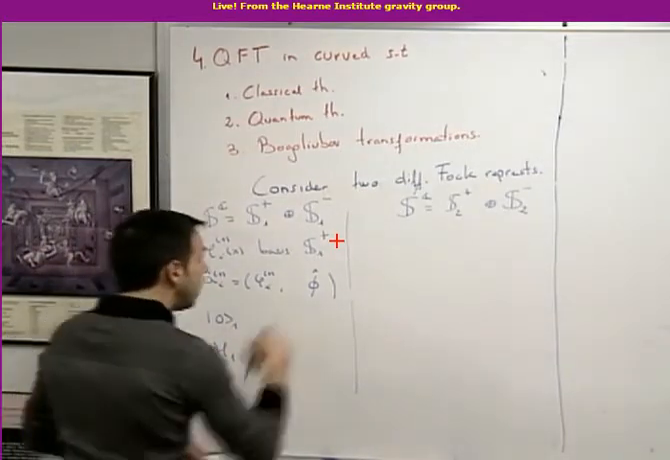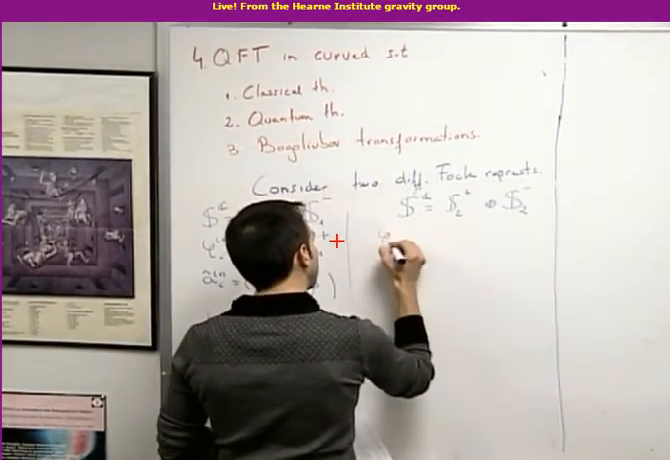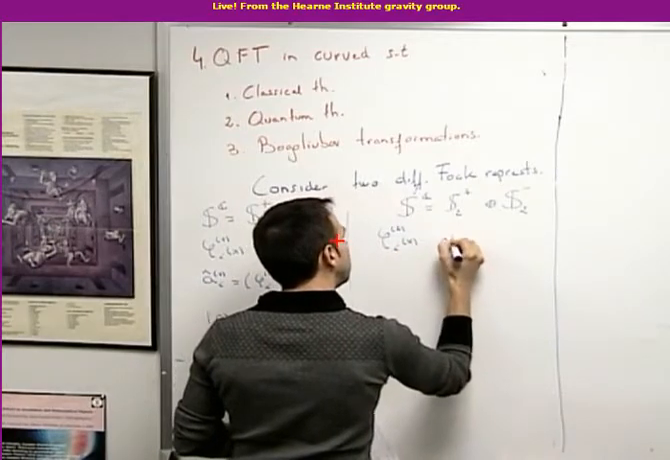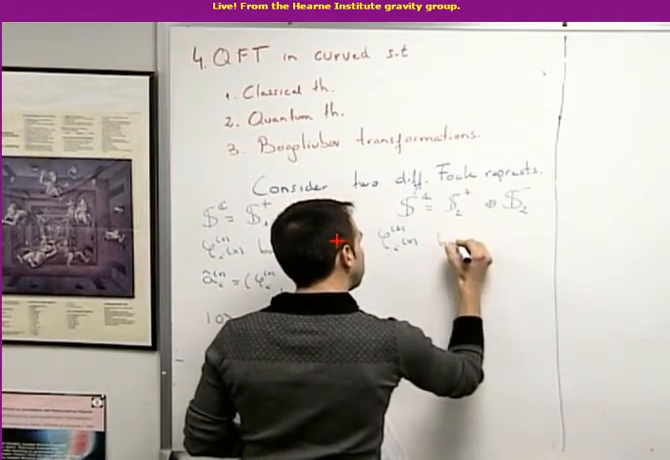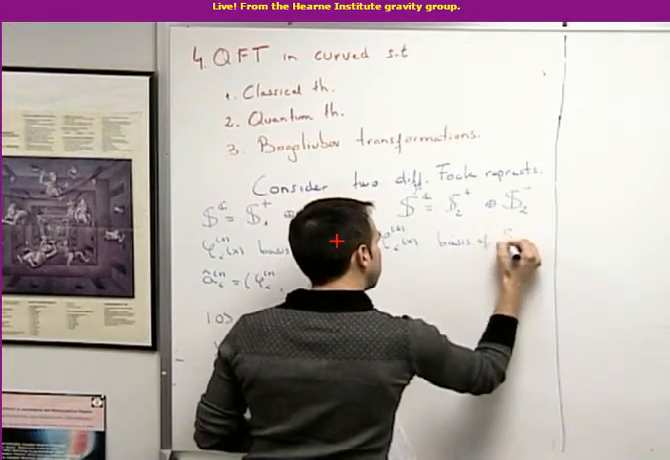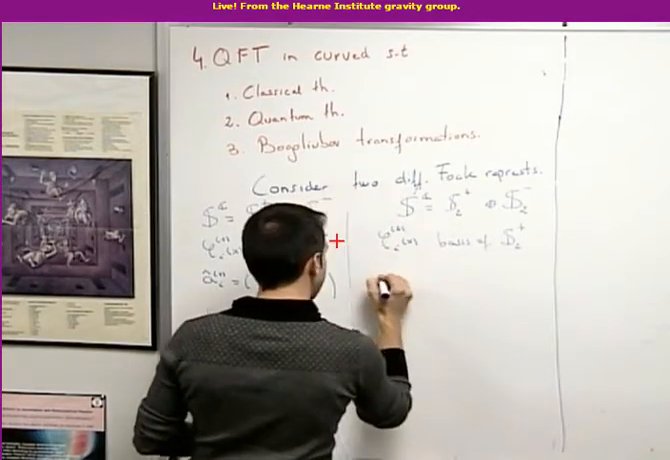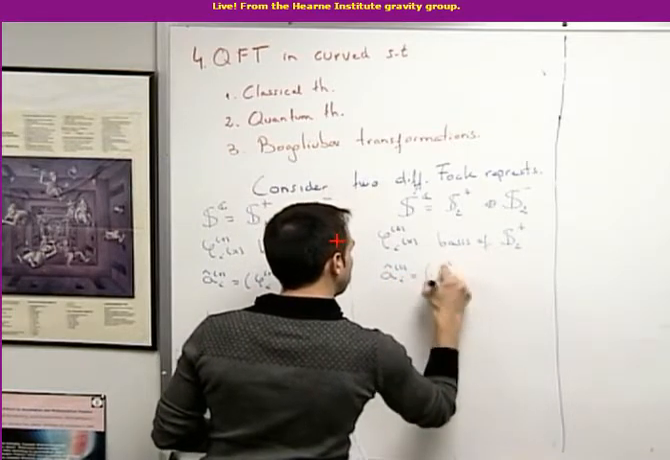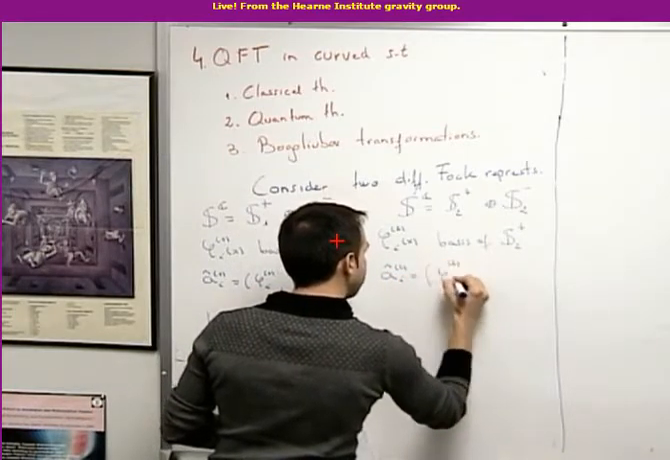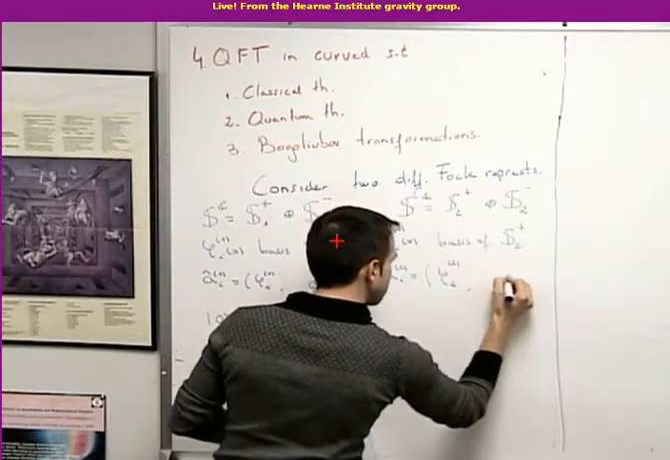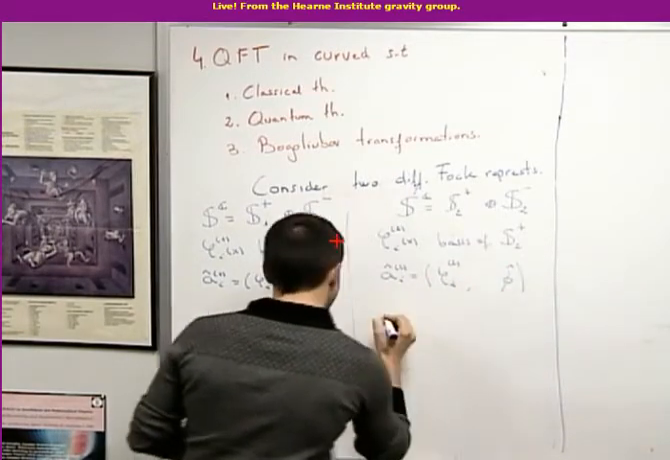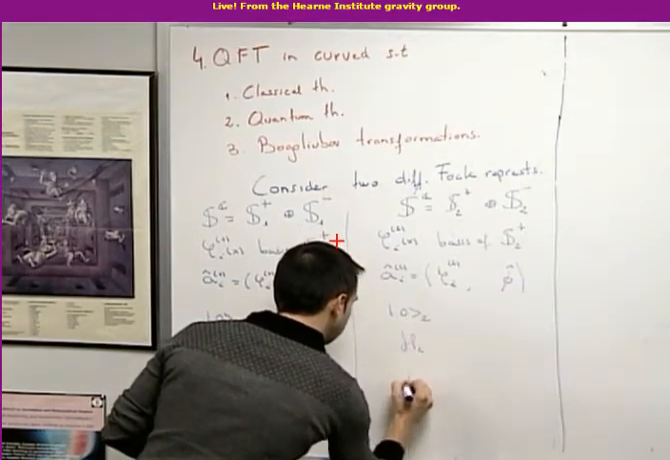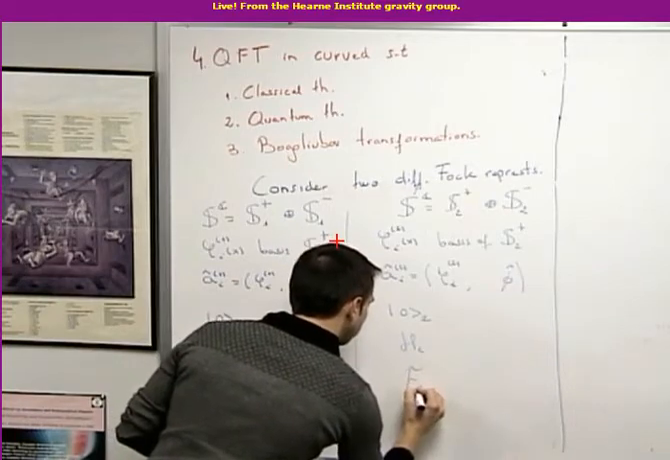our one particle Hilbert space and Fock space. And here we have the same for the orthonormal basis of S2 plus, we have our annihilation operator, which is the basis. Our vacuum, our one particle Hilbert space, and our Fock space.